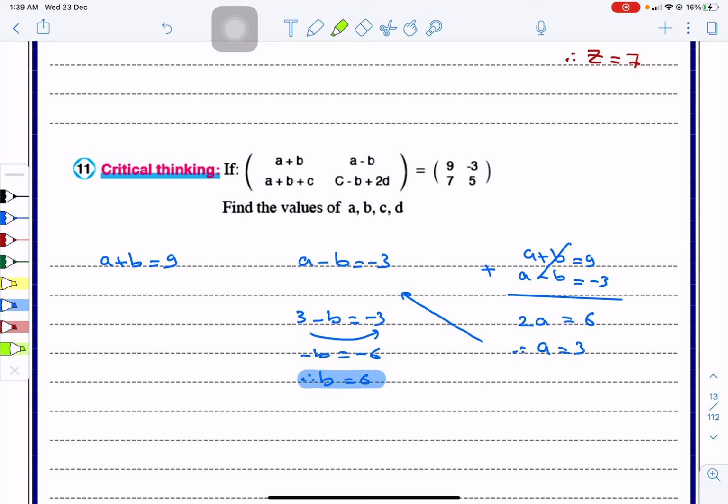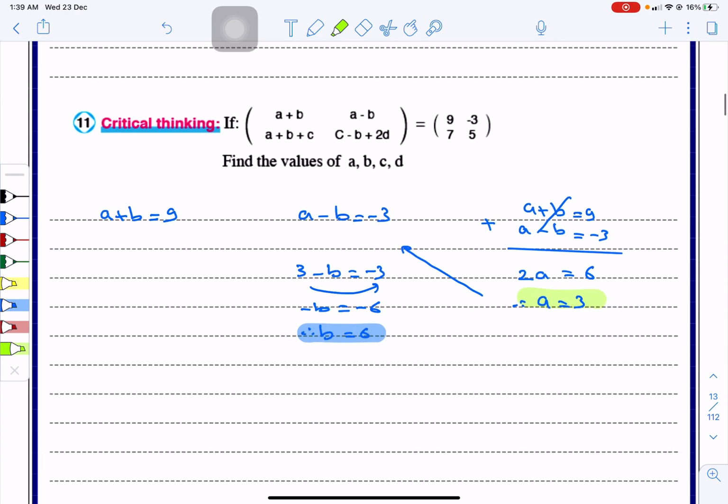Here and here. And a plus b plus c equals 7, so 3 plus 6 plus c equals 7, 9 plus c equals 7. Moving 9 to the other side, c equals negative 2. So the value of c equals negative 2.